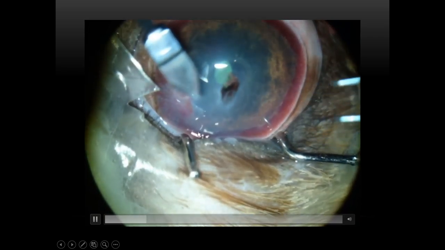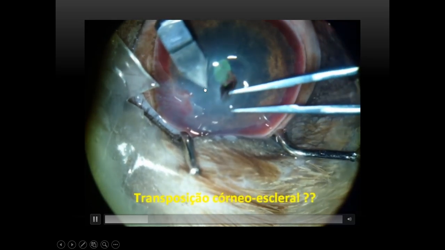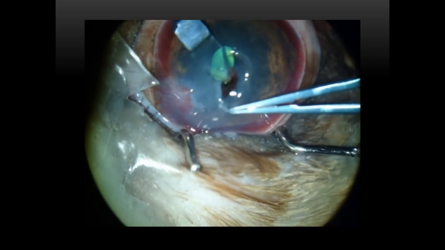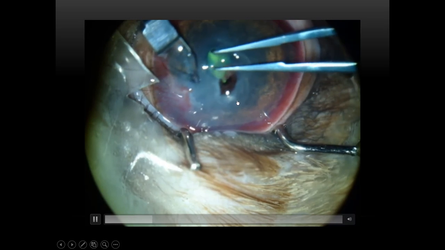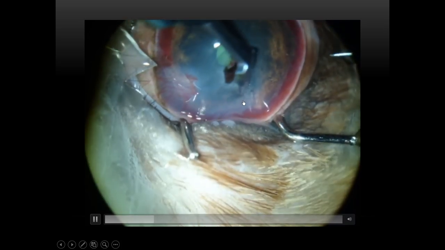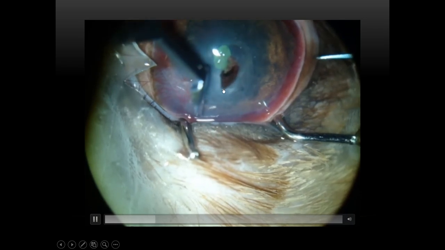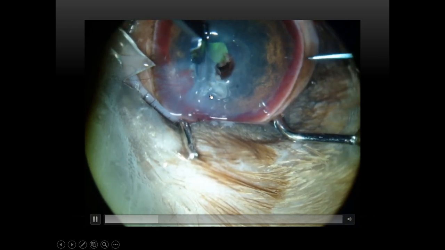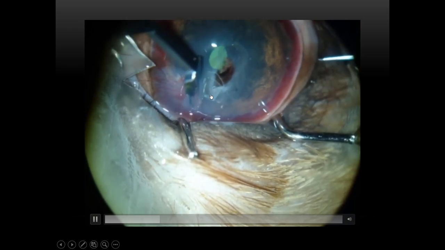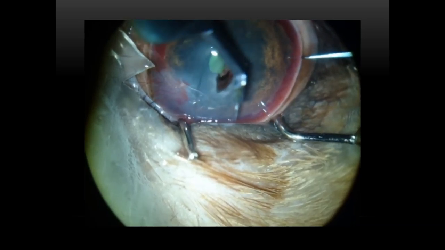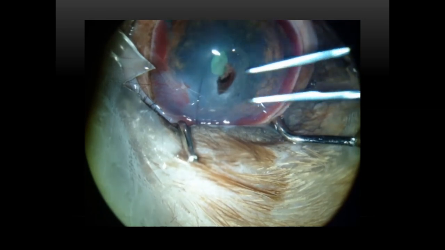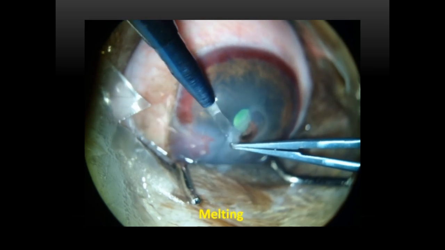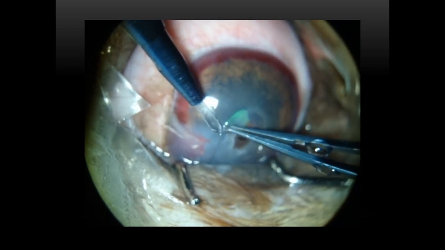So we start marking the area, thinking about doing the corneal scleral transposition, but you can appreciate that no matter the lesion is 24 hours old, we already have a lot of corneal melting. So we barely touch the cornea and the corneal tissue just falls apart very easily. So you see, the epithelium just sloughing off.